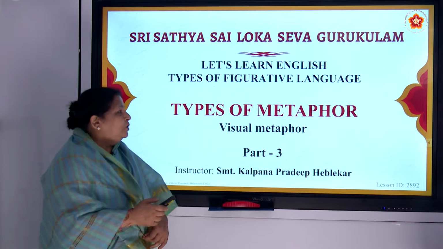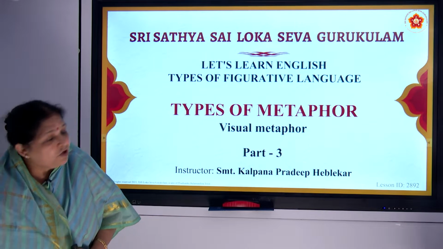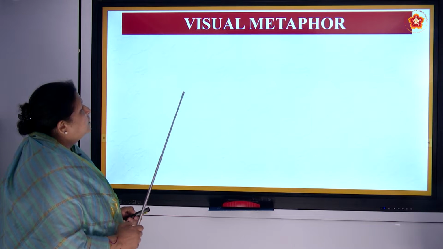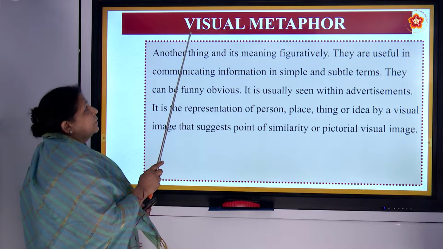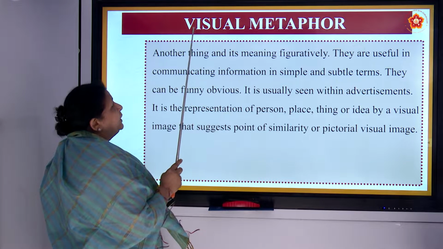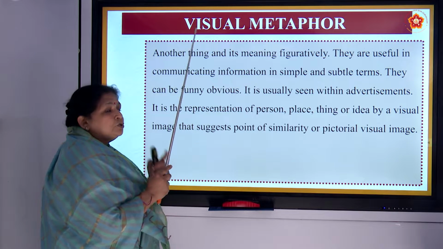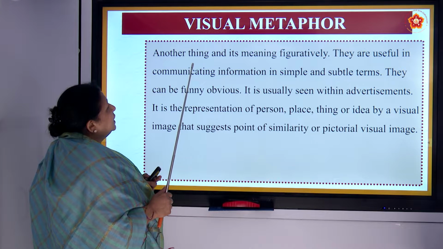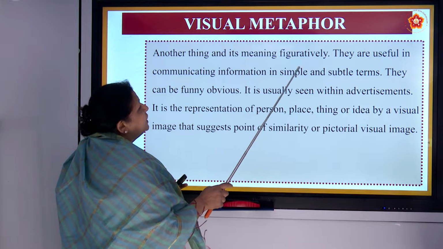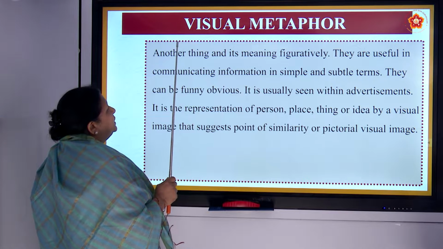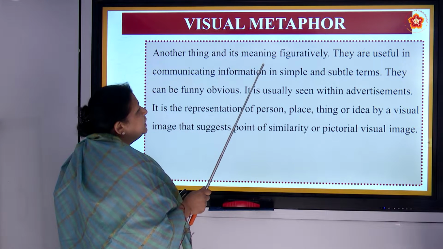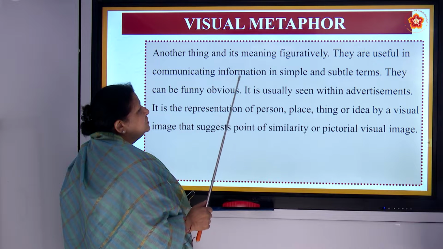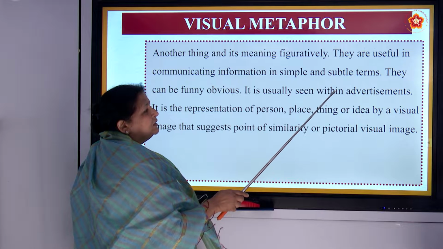So, today we are going to see the types of metaphor, visual metaphor. What is visual metaphor? By the spelling also you have to learn properly, because by this word you come to know that visual means something which is concerned with the eyes. It compares another thing and its meaning figuratively. They are useful in communicating information in simple and subtle terms.